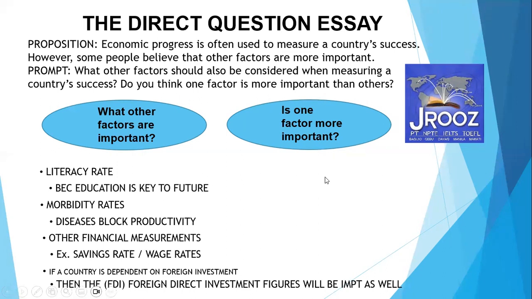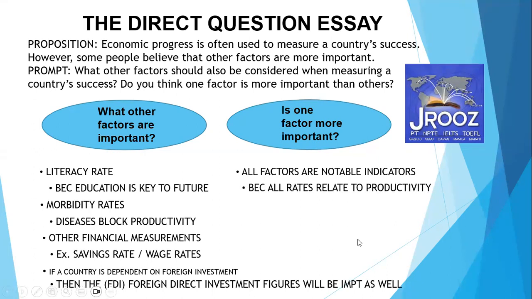And then, is one factor more important? All factors are notable indicators. Oh, it answers again the question why. Wow, what a solid slide, guys. It's still conforming to the topic sentence expansion element because all rates relate to productivity.